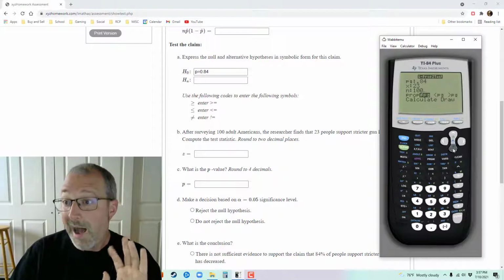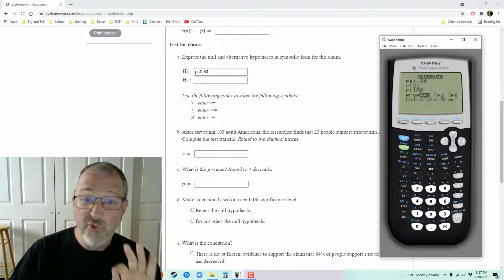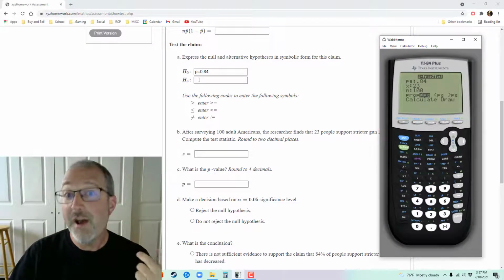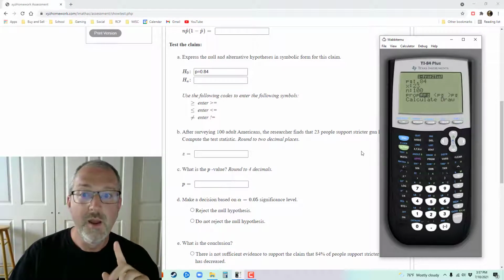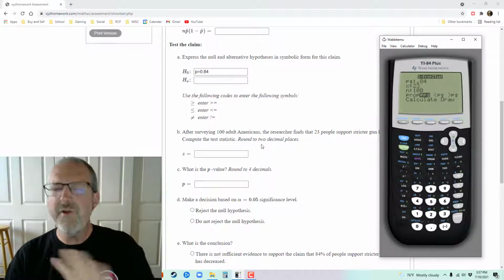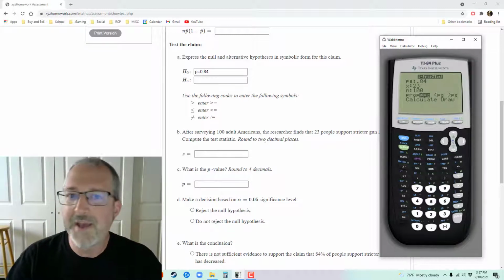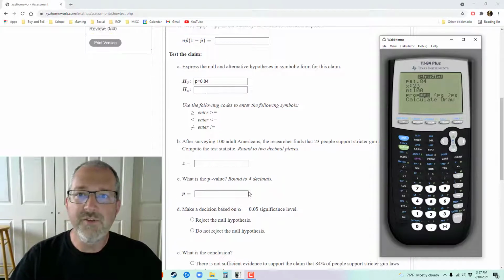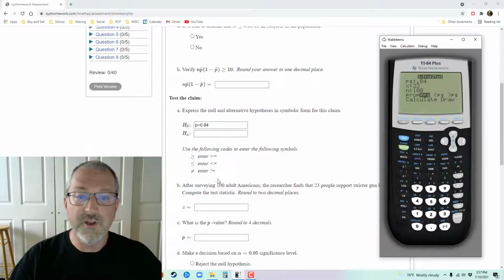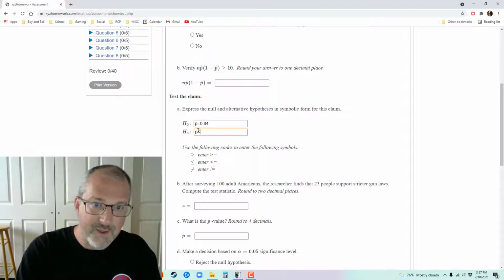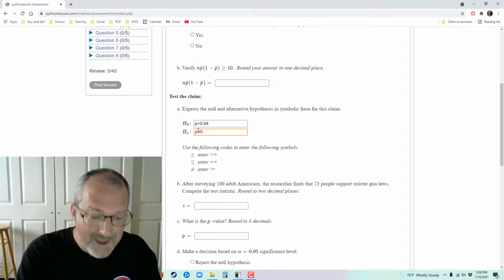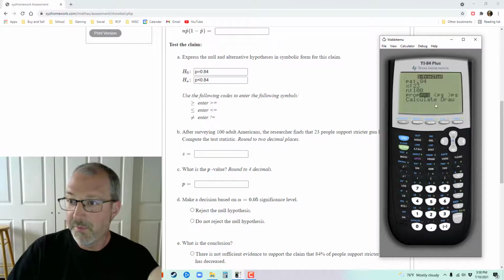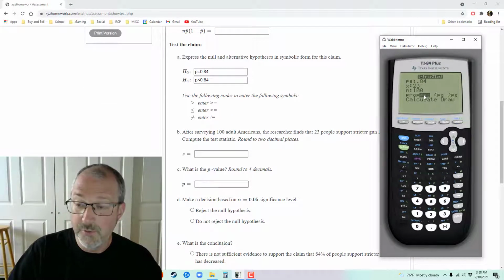I would warn you that usually the alternative hypothesis will match the symbol here, but every once in a while, you have probably a 1 in 8 chance of this happening on your homework assignment. Every once in a while, they won't match, because this researcher here believes it decreases. So here you'd put your p is less than 0.84.